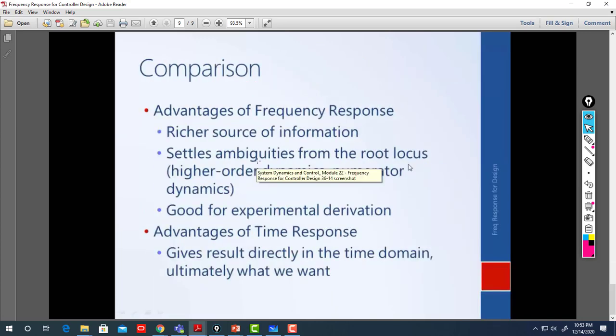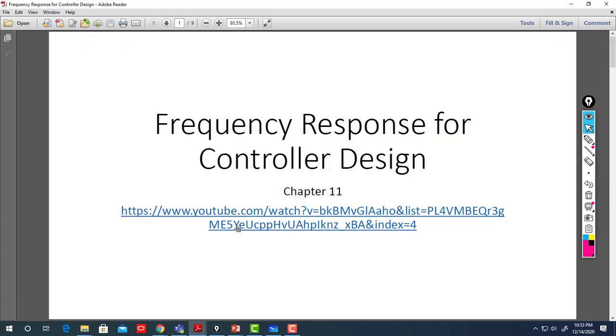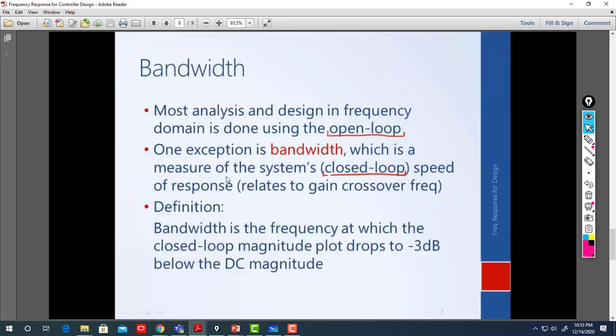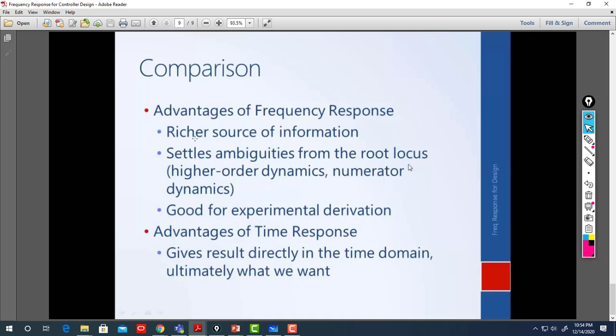That's how we covered the theory. To conclude, or to do a comparison, here I'm putting the advantages of frequency response and the advantages of time response. Of course, all of those are credited to Prof. Rick Hill from his YouTube channel. So the advantage of frequency response: it is a richer source of information, as we know now. It settles ambiguities from the root locus, specifically for non-canonical systems like higher order dynamics and numerator dynamics, where you have zeros. So it settles these ambiguities that came from the root locus analysis, which we know about.